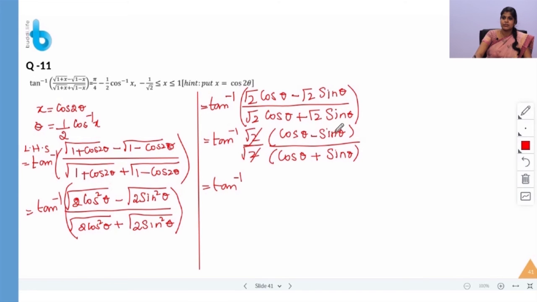So tan inverse of cos theta by cos theta minus sin theta by cos theta, divided by, again, cos theta by cos theta plus sin theta by cos theta.